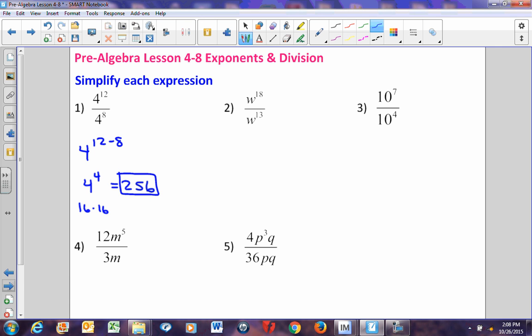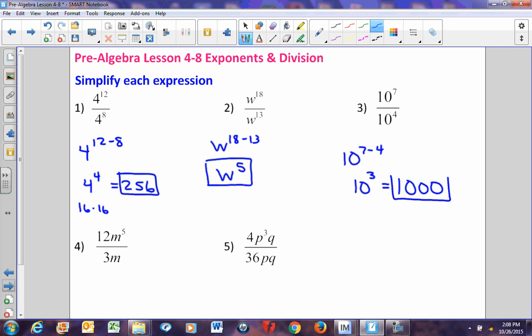Number 2, w to the 18th divided by w to the 13th becomes w to the 18 minus 13. So that's w to the 5th power. And since we don't know what w is, we just leave it as w to the 5th power. 10 to the 7th divided by 10 to the 4th is 10 to the 7 minus 4, which would be 10 to the 3rd power, which is a 1 followed by 3 zeros, so it's 1,000.